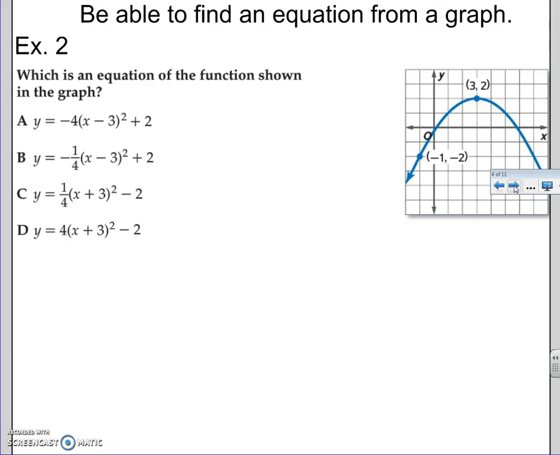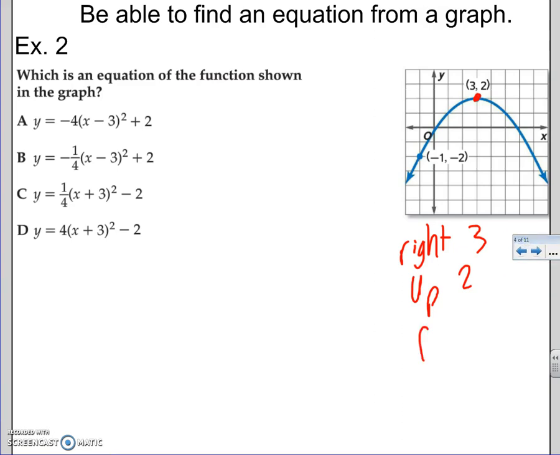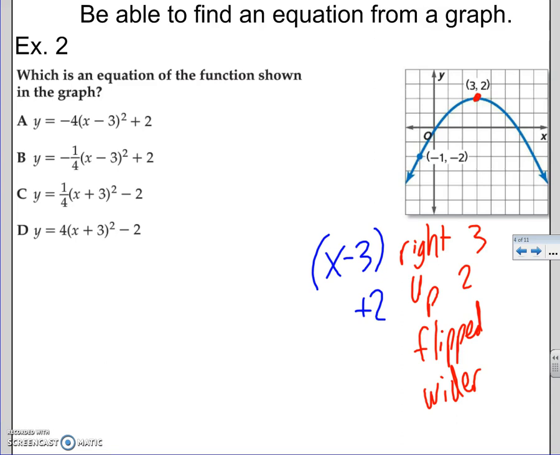Alright, be able to find an equation from a graph. For this graph, I see the vertex is right here. That means it went from 0, 0 to right 3 and up 2. It's also flipped, and it looks wider than a regular U. So right 3 means x minus 3, remember it's the opposite in parentheses. Up 2 means just an added 2 at the end. Flipped upside down means there's a negative in front. And wider means there's a fraction smaller than 1.